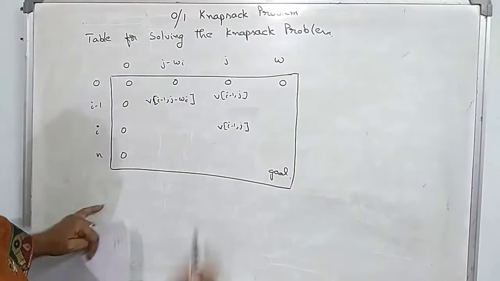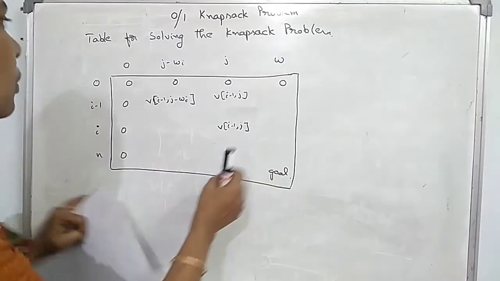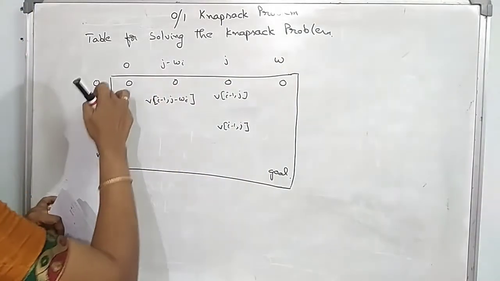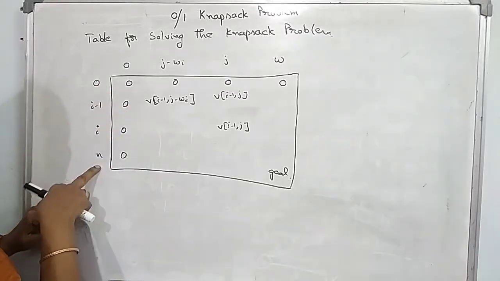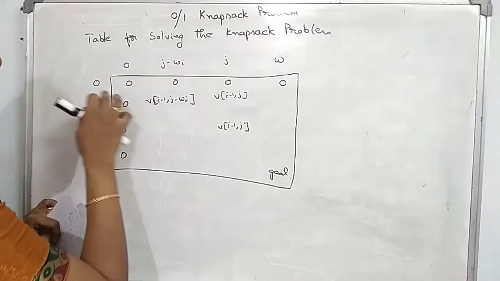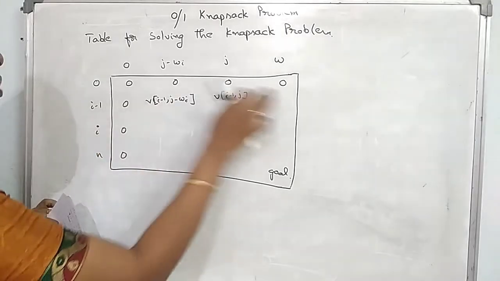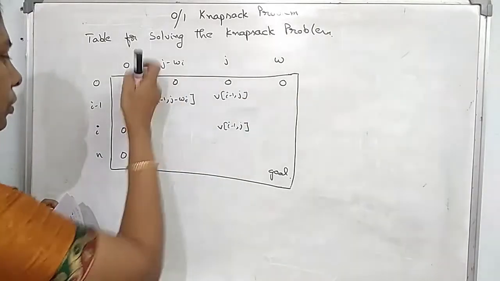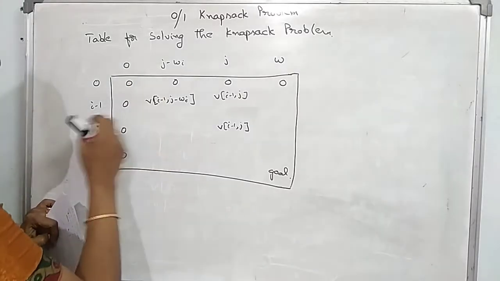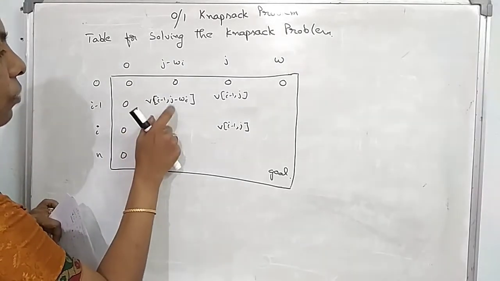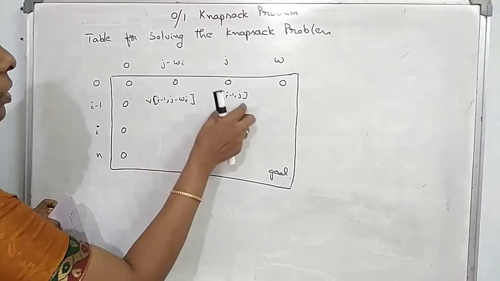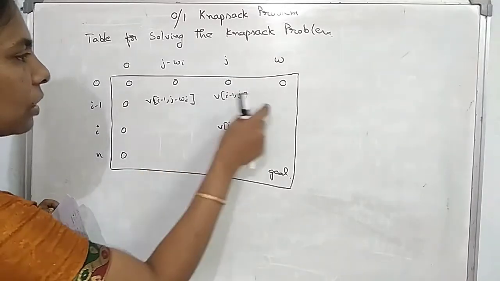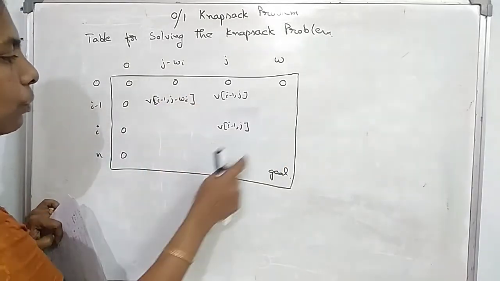So now this is the table for solving the given exact problem. In that, v of 0 comma j and v of i comma 0. In that, the initial conditions 0 comma j is 0 and i comma 0 is 0. So all rows, first rows and first columns are set to 0. Then you can calculate the values of v of i minus 1 comma j minus w or v of i minus 1 comma j. So in that we can calculate these values and you can fill this entire table.